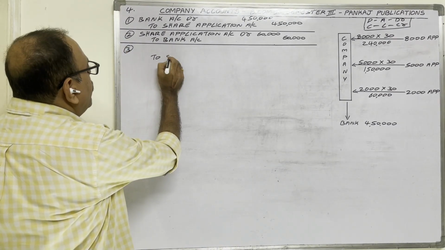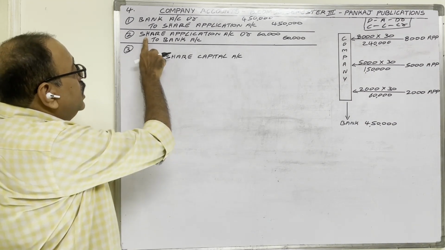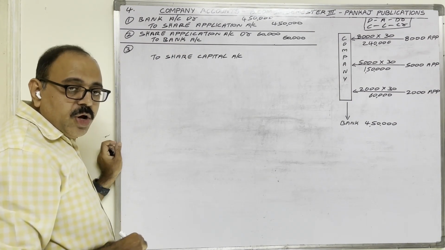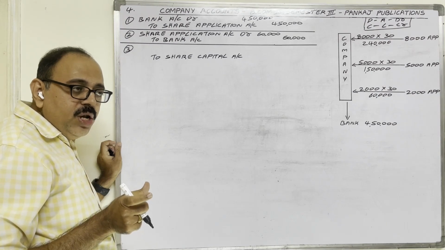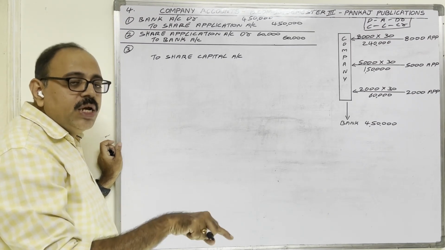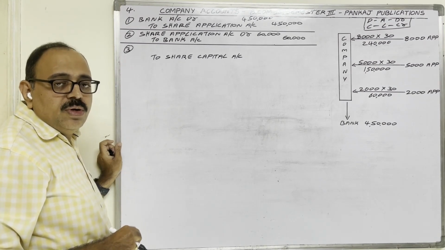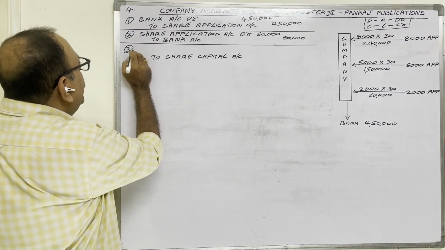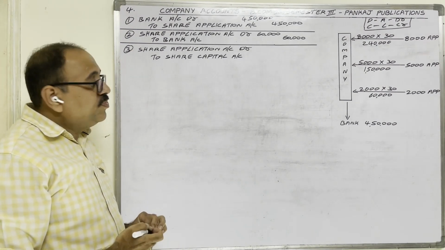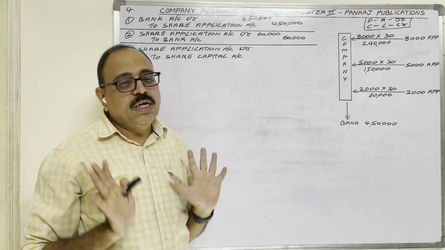Share application account debit to share capital account. And which account should be debited? Share application account. Because the share application amount only we are transferring to share capital. So after transfer into share capital, the share application account should get closed, no? Therefore, that account should be debited. Finally, how much should be the share application amount?